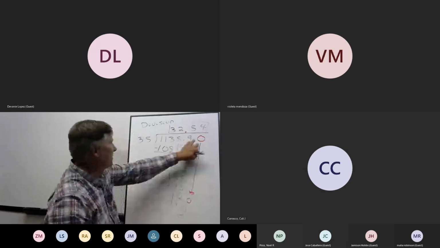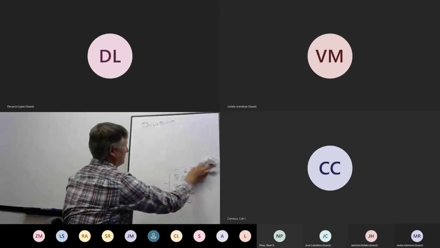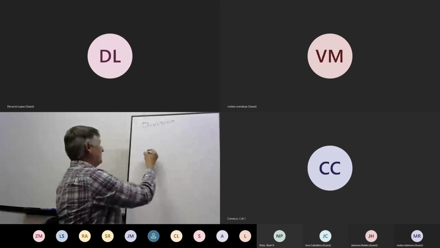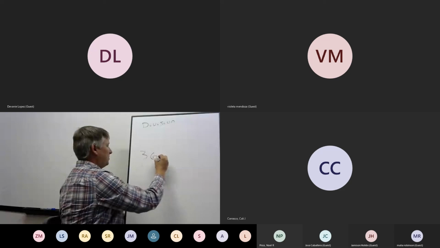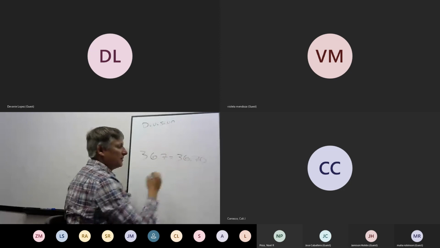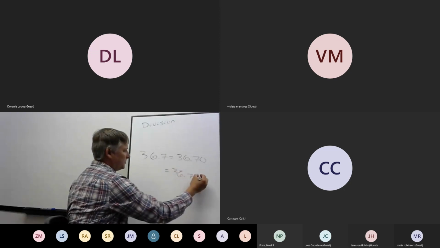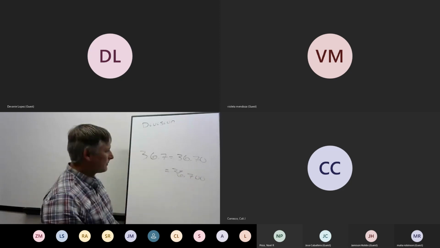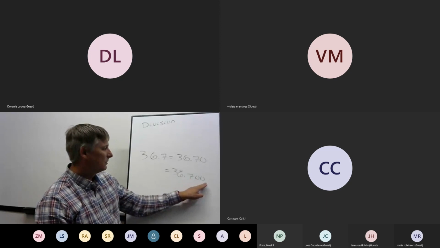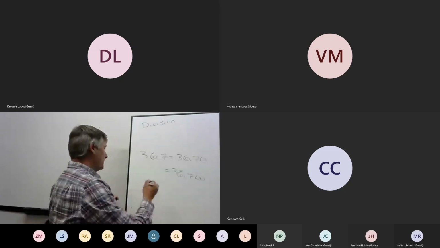I want to emphasize this trick here again. If you have something like 36.7, you can say this is equal to 36.70 or 36.700. When we're to the right of the decimal, we can keep adding zeros. That is okay.